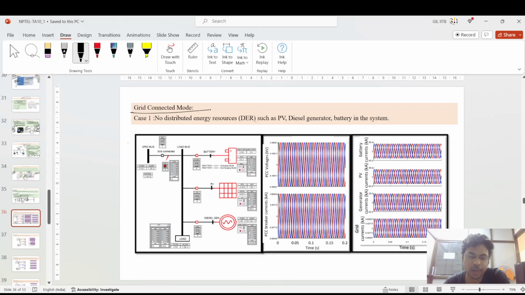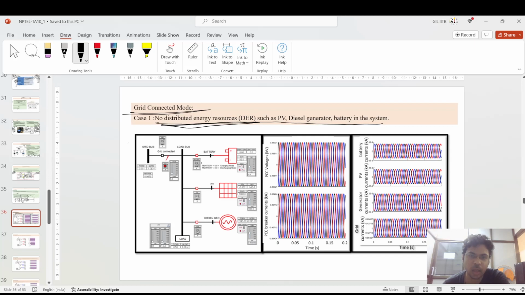Okay, so coming to the result part, the first one is the grid-connected mode. Grid-connected mode means your whole microgrid is connected to the grid, and in this case, the first one is that no distributed energy sources are there. No distributed energy sources such as PV, diesel generator, or battery are there in this system.